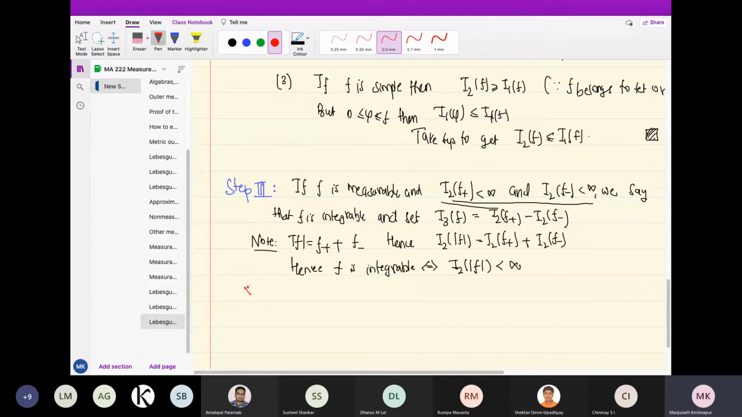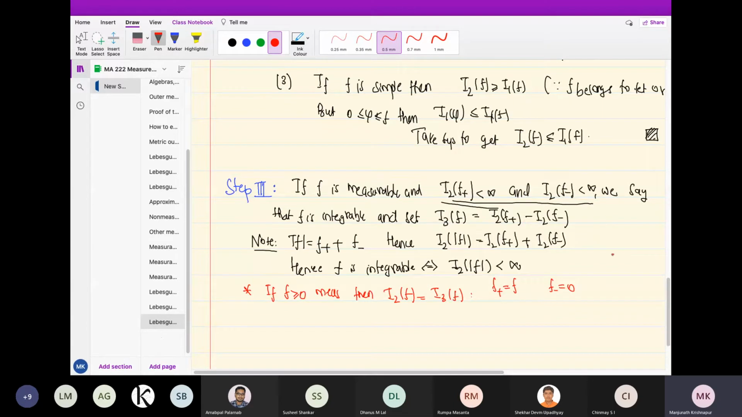One point is that if f is greater than or equal to 0 and measurable, then I2 of f is equal to I3 of f. Okay, so why is that? It's very simple, because f plus is f, f minus is 0. That's all. There is nothing more to prove. If f is non-negative measurable, then f plus is f, f minus is 0.